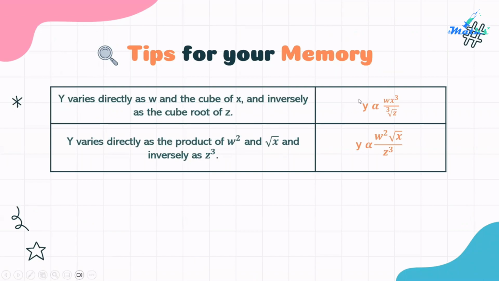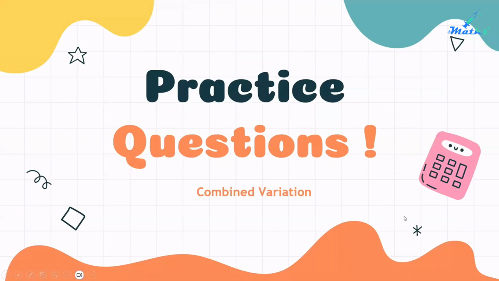So this is: y varies directly as w and the cube of x, and inversely as the cube root of z. The second one is: y varies directly as the product of w squared and square root x, and inversely as z cubed. Now we go to the practice questions.